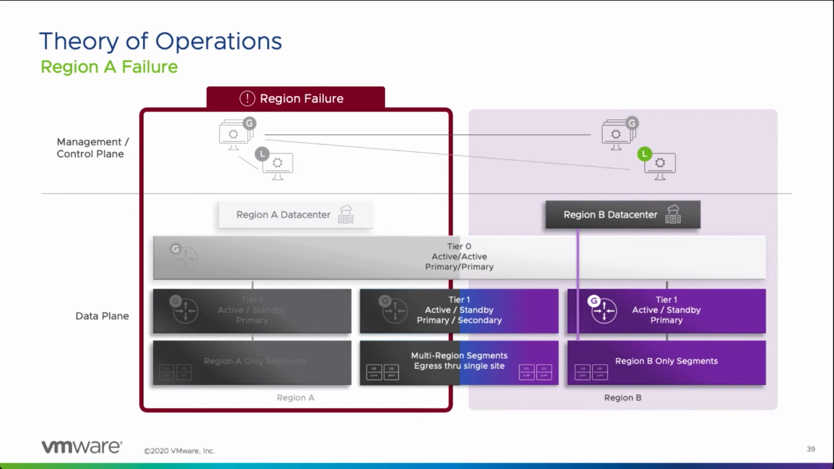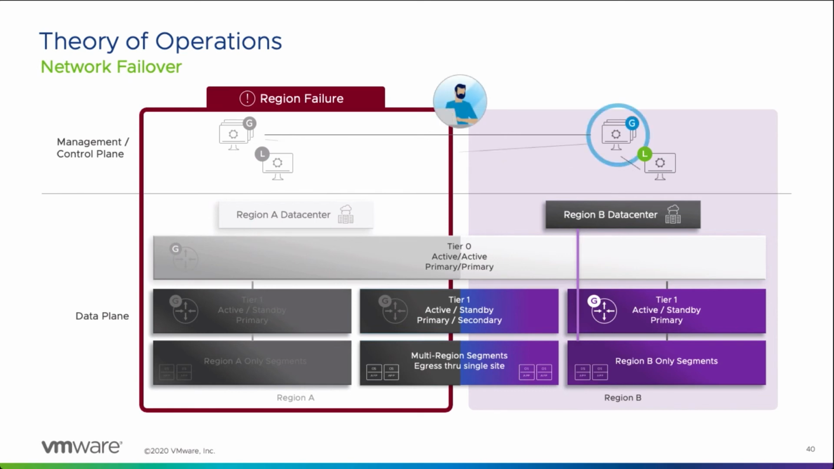Failover in this NSX-T federated architecture is manual by design and requires 2 actions. The standby global manager must be promoted to primary, and the multi-region Tier 1 router must be reconfigured to use region B for north-south routing. Let's take a look at network failover.